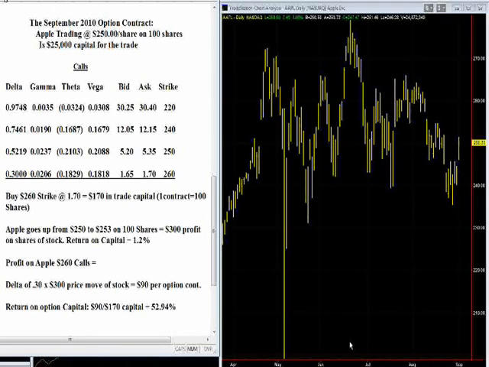Options on the Open is the only 100% option day trading site where all trades are closed out the same day. At Options on the Open, I teach our members how to day trade stocks using options. Since all positions are closed out the same day and none are carried forward, there is no need to worry about time decay of an option.